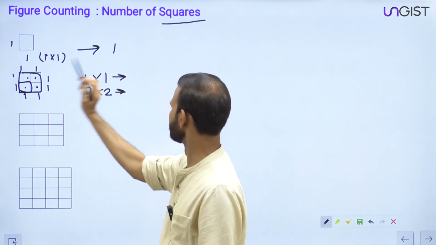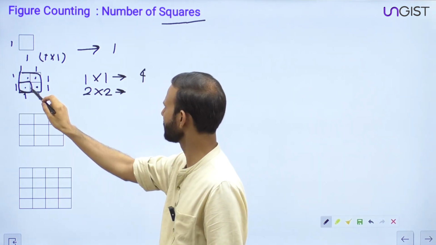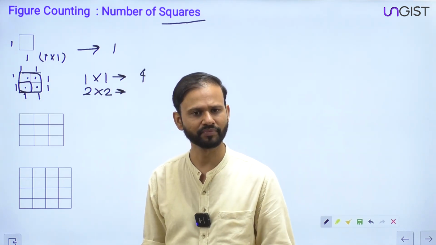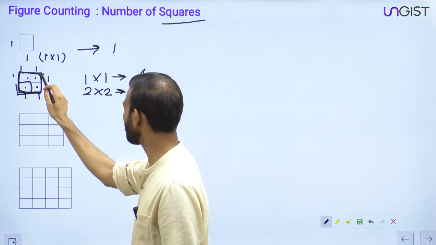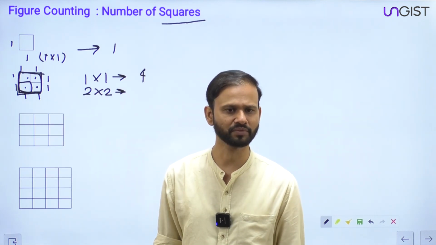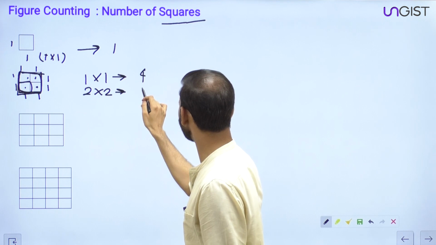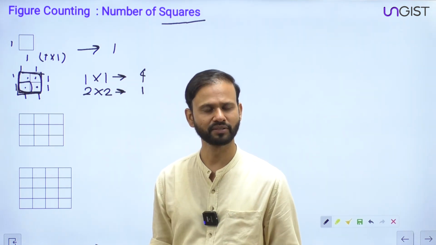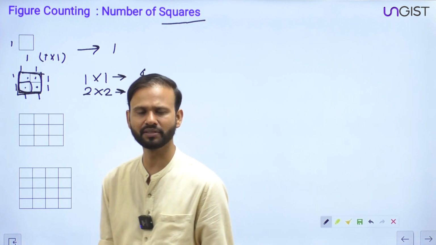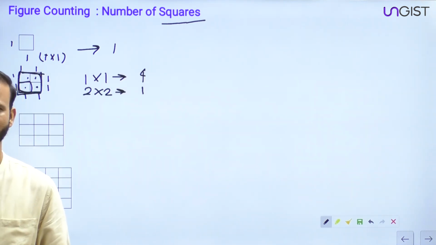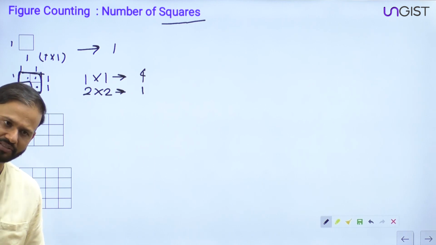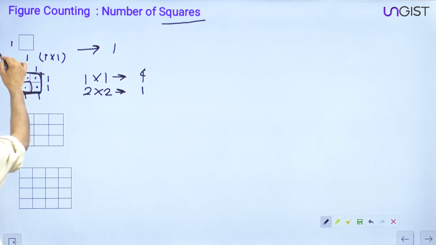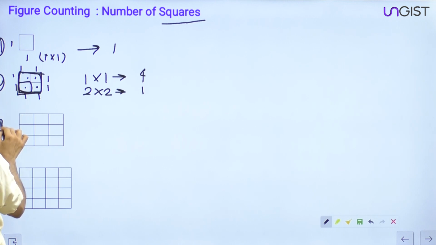4. 1, 2, 3, 4. And now if I have to count 2 by 2 order squares, only one 2 by 2 order square is here. So we have one 2 by 2 order square. Correct, all of you? I think there is no confusion about it. If you have any doubt, please let me know. No? Shall we move to the next figure? Now, this is 1, this is 2, and this is 3.